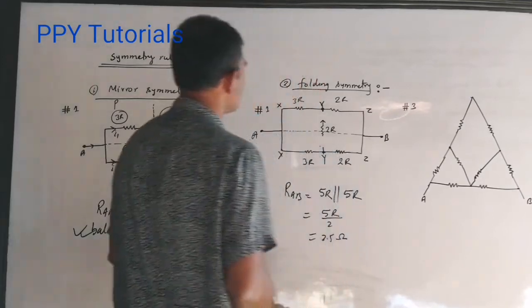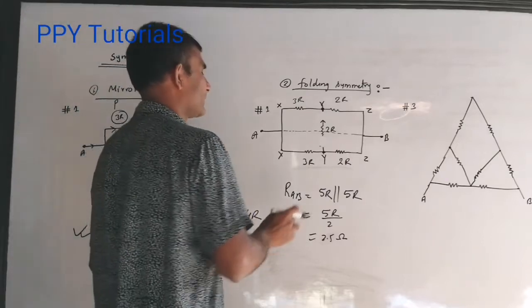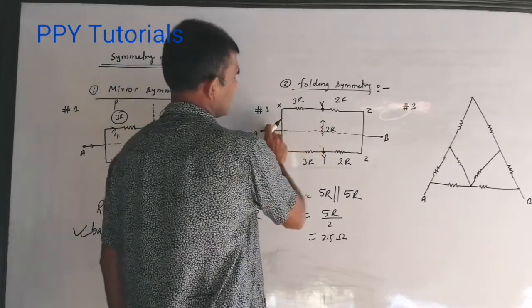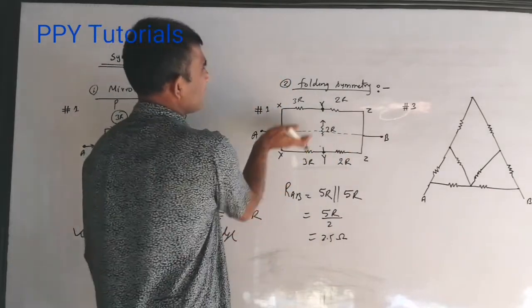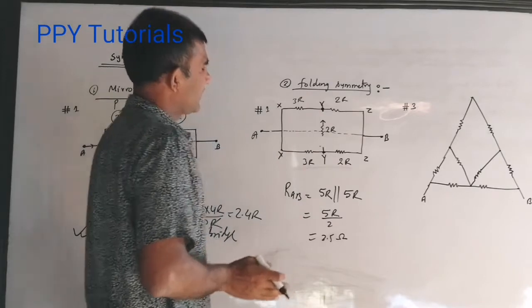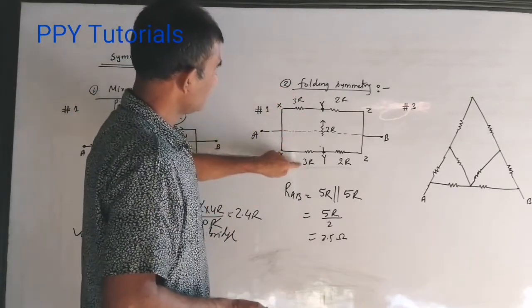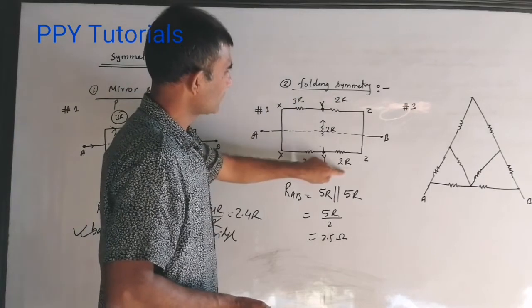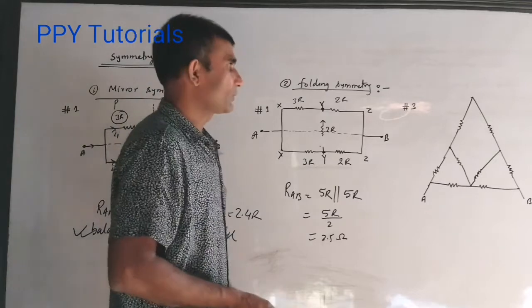So this was so easy. I think you understood the folding symmetry. When you are using folding symmetry, suppose that axis is along the terminal, and you will see up and down whether it is symmetry or not. So I will find this 3R and 3R same, 2R and 2R also you found this. These two are same, and so it becomes a very easy question for you.